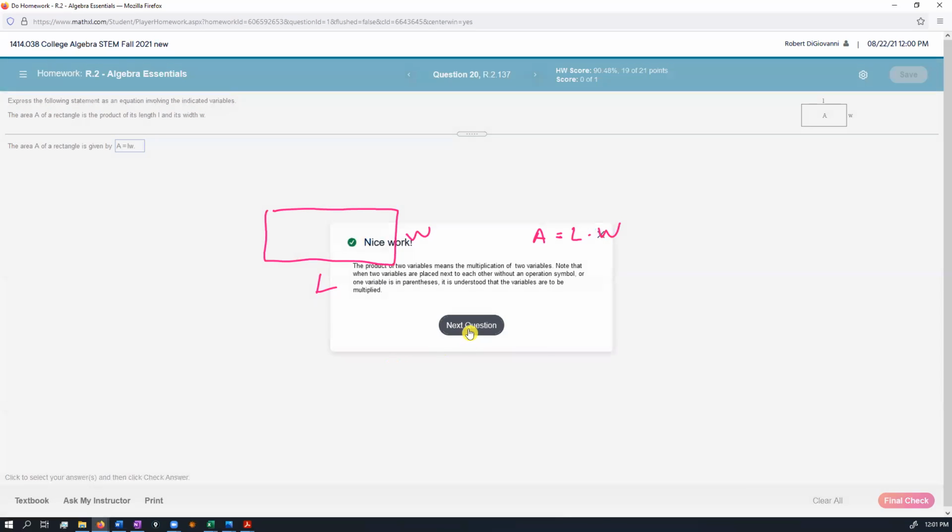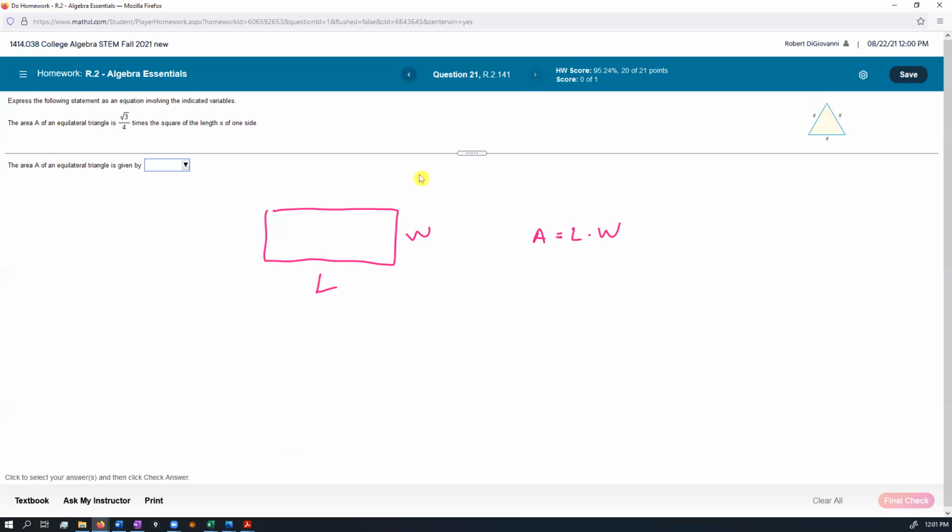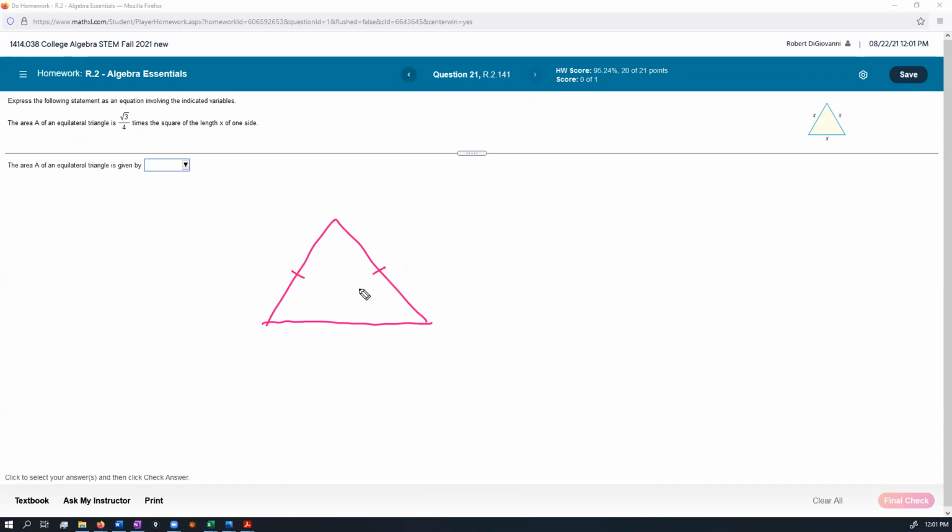Check it. Done. How many problems are there? 21. Oh, there's one more. Okay, clear. Okay, express the following statement as an equation. Same thing, the area of an equilateral triangle. Okay, so an equilateral triangle looks like this. You have a triangle, all the sides are the same length. That's what equilateral means, equal sides.